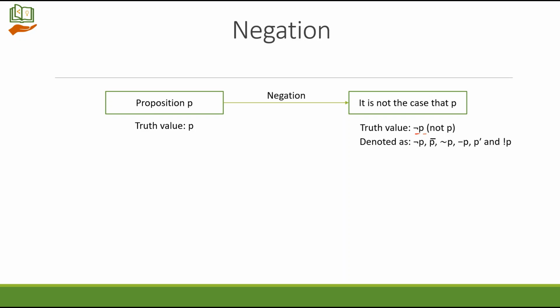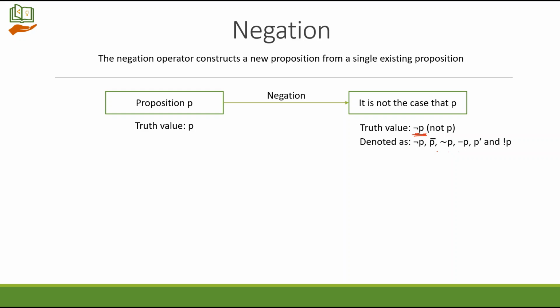There are different ways to represent this not P, and most often we will be using only this. The negation operation constructs a new proposition from a single existing proposition. So here we don't bring the compound proposition concept, but it works with an atomic proposition, because it is going to construct a new negated proposition from a single proposition.